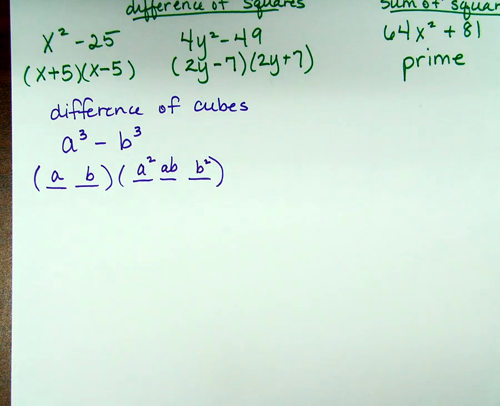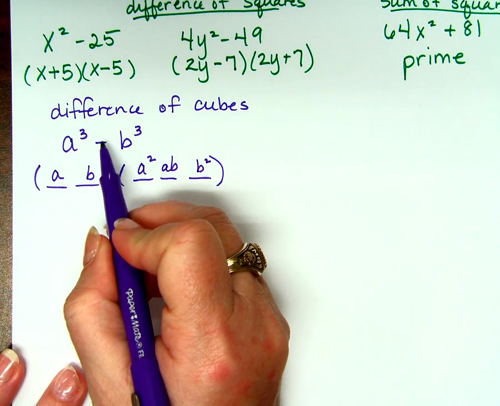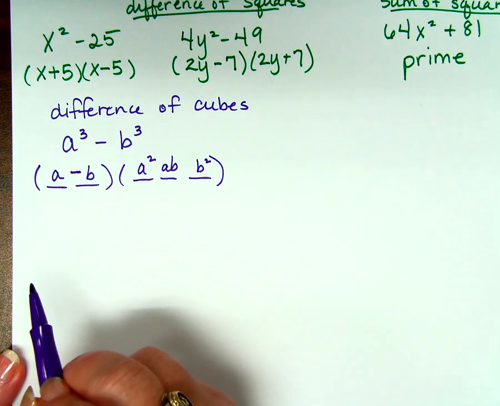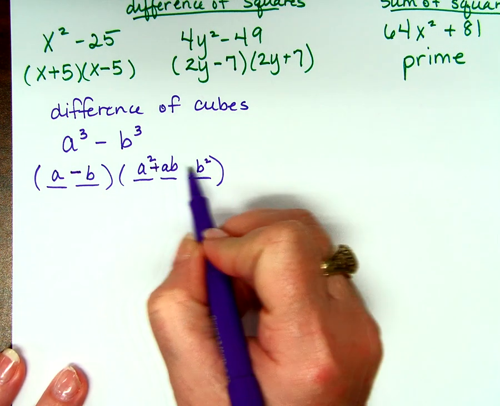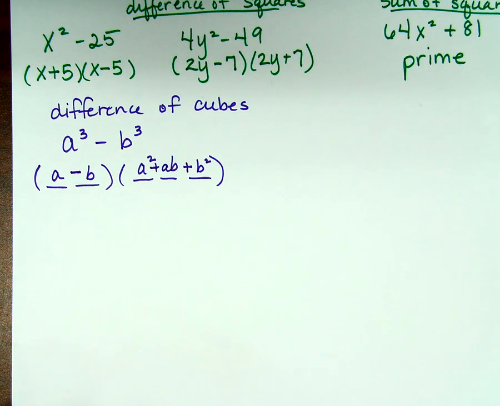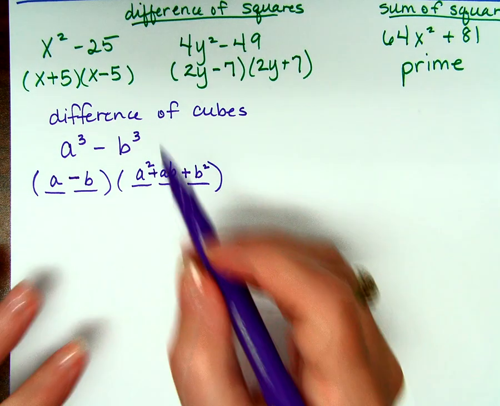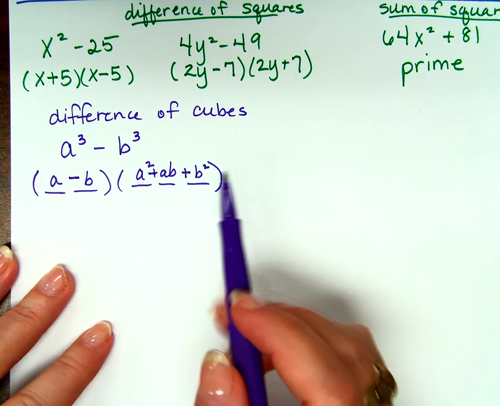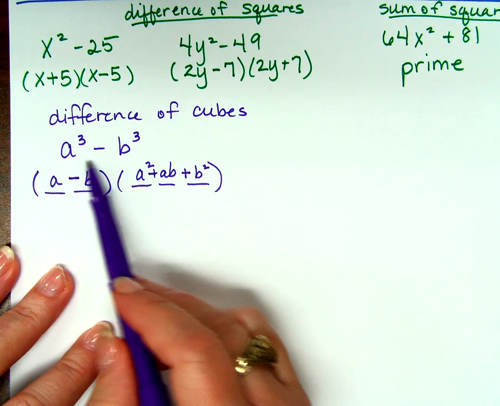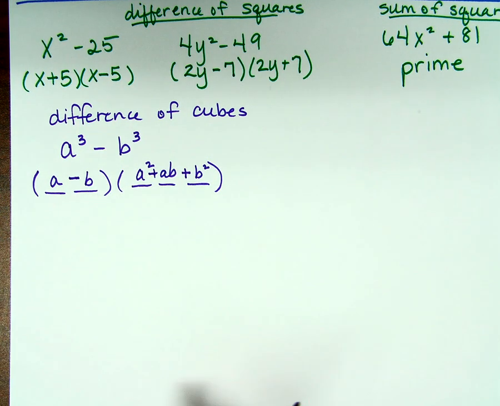And remember, there was a pattern to our signs. Whatever sign was in the problem goes in the binomial. The next sign is opposite of that, and the last sign is always plus. Now, all of these that I've done so far, there's a way to check them, right? You just multiply them back out. And if I multiply them back out, I should get the original problem that I had, right? Yeah?